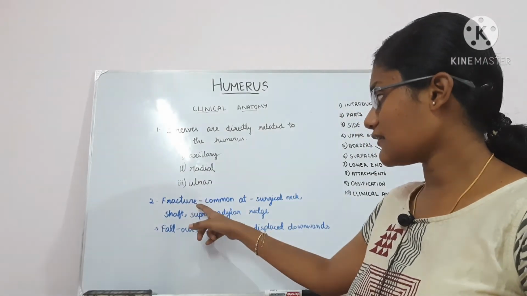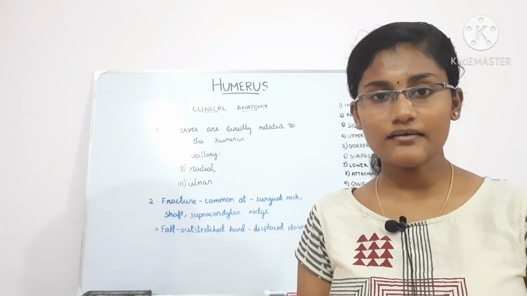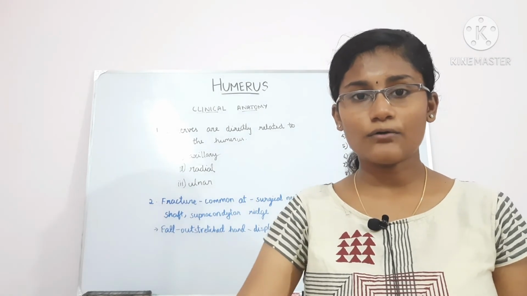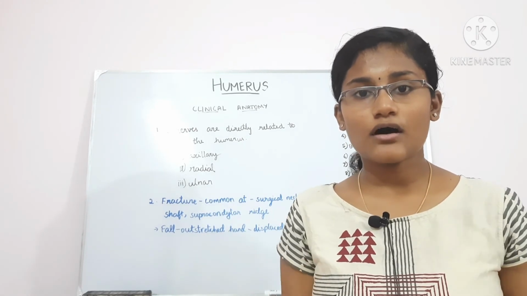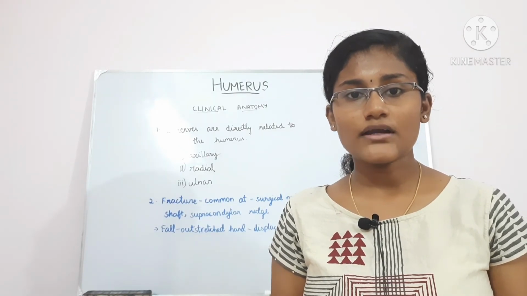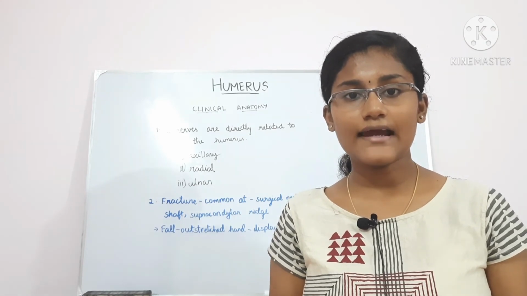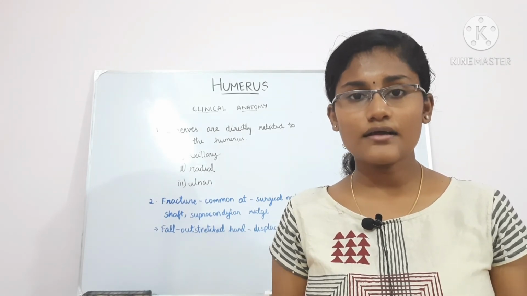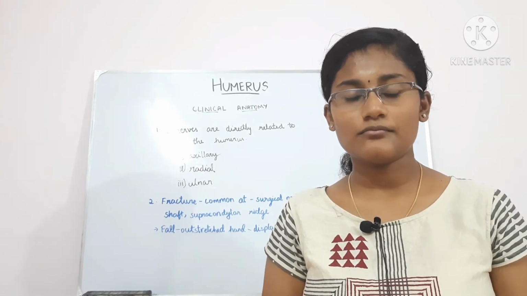Moving on, the fracture is the second thing. The fracture is common at the surgical neck, shaft and the supracondylar ridge. The fracture at the supracondylar ridge occurs often when we fall with an outstretched hand, and the lower fragment is usually displaced downwards, causing the elbow to be unduly prominent. Also, the three bony points of the elbow are not disturbed during the fracture. The three bony points are the lateral epicondyle, medial epicondyle, and the olecranon process. So they are not disturbed during the fracture, but the ulnar nerve and the median nerve may be damaged.